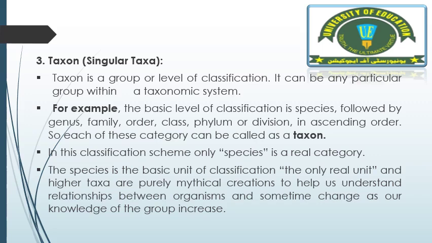Means that species is made up of organisms that are related to each other and that can interbreed freely among themselves. That's why they say that species is a real category and the other groups are for the understanding of relationships between different organisms.